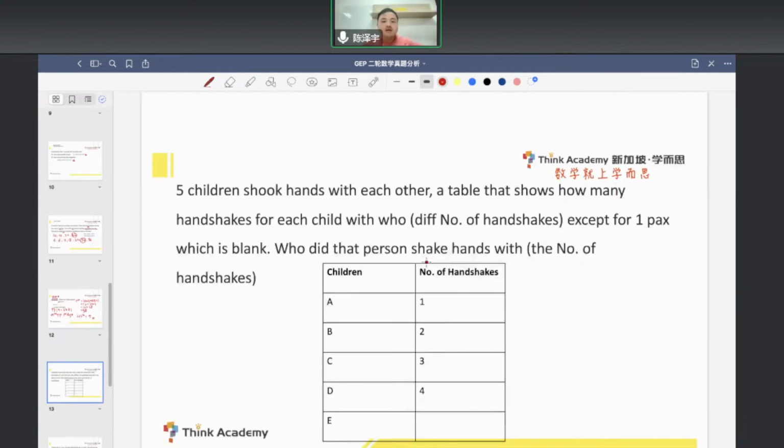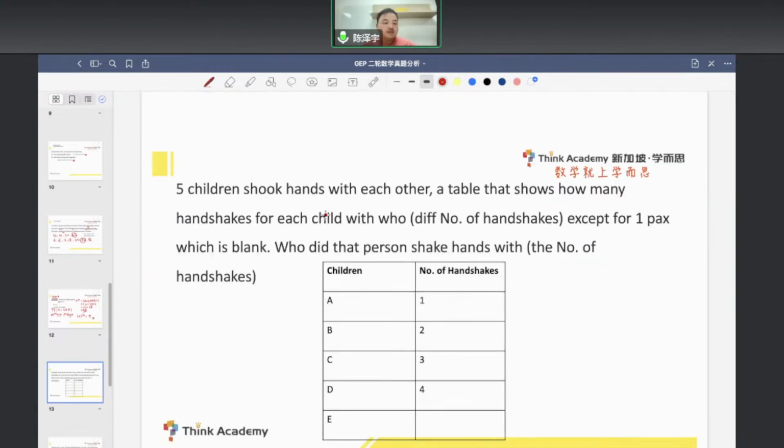Okay. Next question. Let's read the question. 5 children shook hands with each other. A table shows how many handshakes each child made. Different numbers of handshakes, except for one pair which is blank. As you can see in the table, for child E, the number of handshakes we don't know, so we need to find it. E shook how many handshakes?